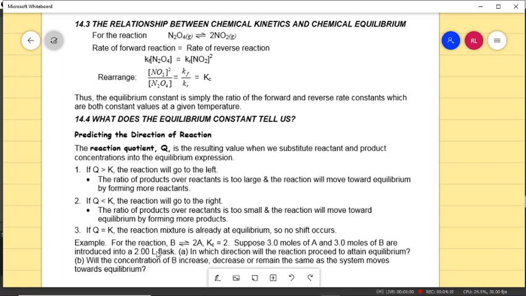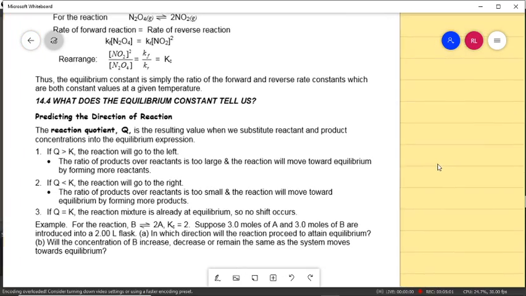Say for example, you have this reaction: B forms 2A. Let us say that the equilibrium constant for this reaction is 2. Suppose you have 3 moles of A and 3 moles of B placed in a 2-liter flask. In which direction will the reaction proceed to attain equilibrium? Will the concentration of B increase, decrease, or remain the same as the system moves towards equilibrium? So let us try to solve this problem.